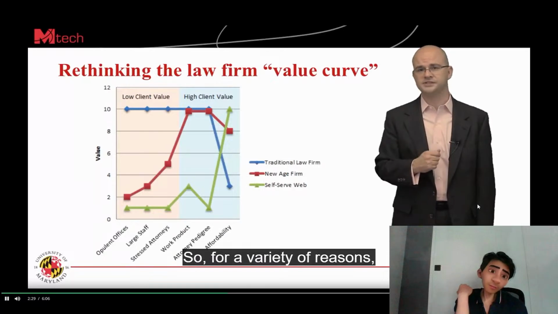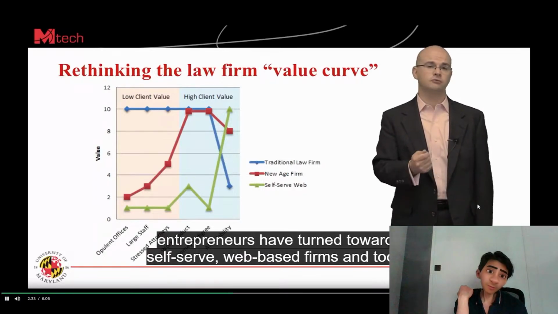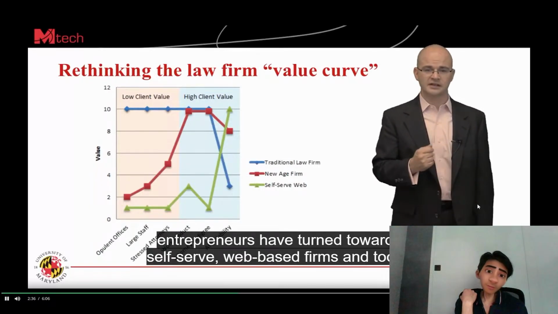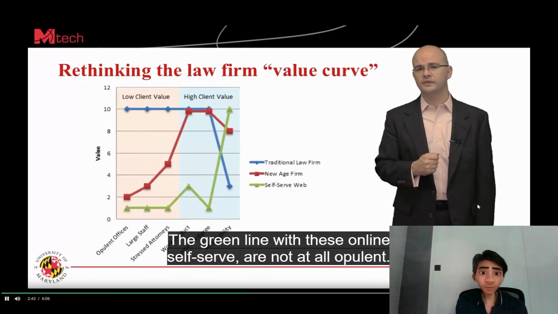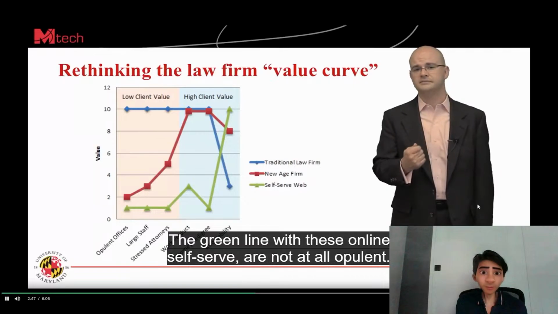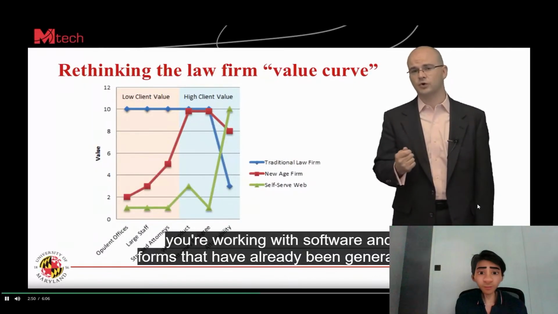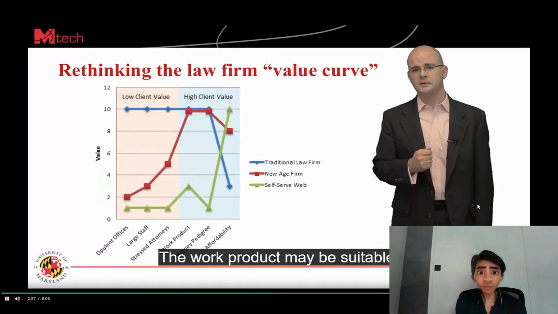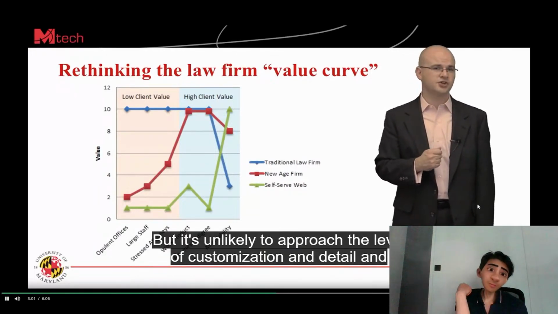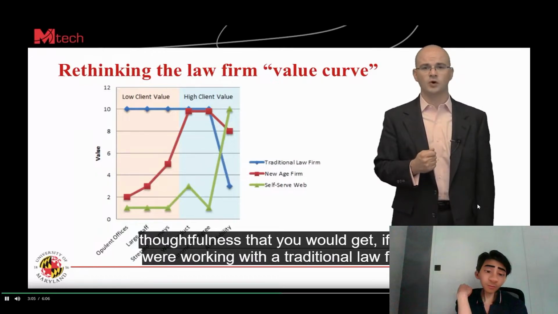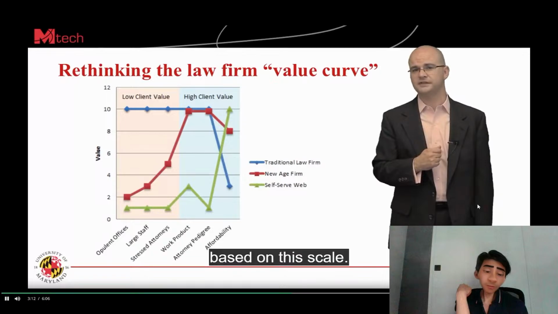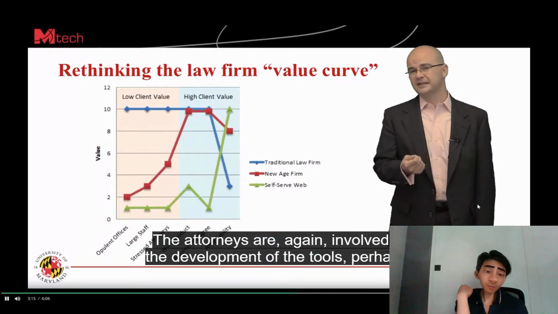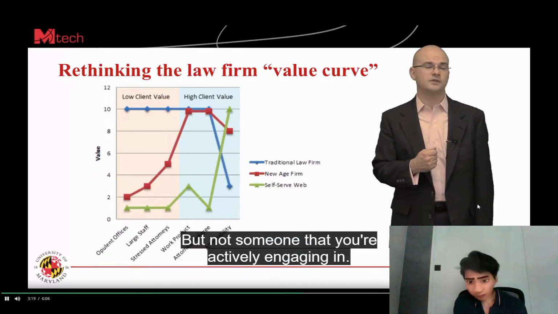So for a variety of reasons, entrepreneurs have turned towards self-serve web-based firms and tools. The LegalZooms, the NOLOs, and others that are out there are illustrated by the green line. The green line with these online self-serve options is not at all opulent. They are not necessarily staffed, and work with software and forms that have already been generated. The work product may be suitable, but it's unlikely to approach the level of customization and detail and thoughtfulness that you would get if you were working with a traditional law firm. That's why the work product is approximately a 3 instead of the 10, based on this scale. The attorneys are, again, perhaps involved in the development of the tools, but not someone that you're actively engaging.